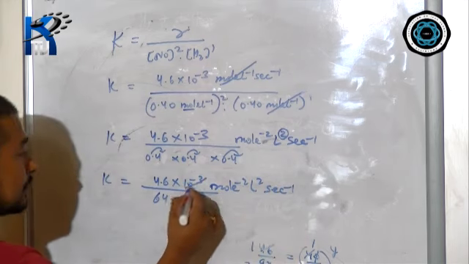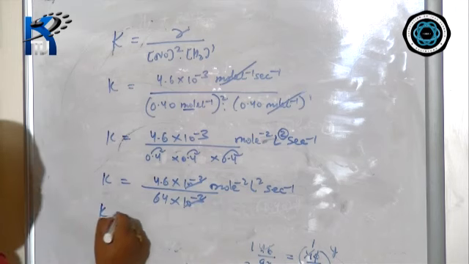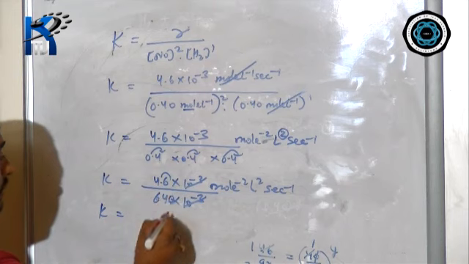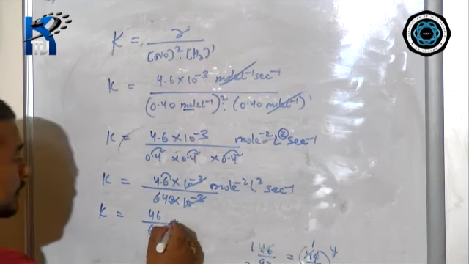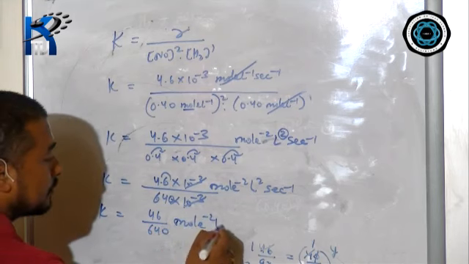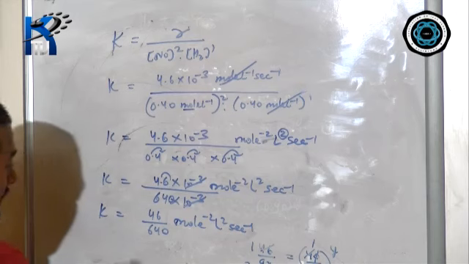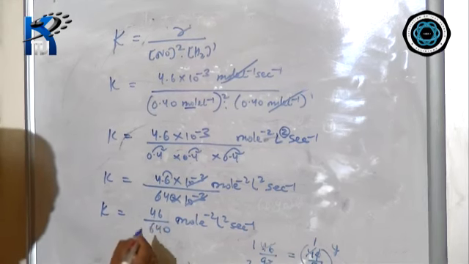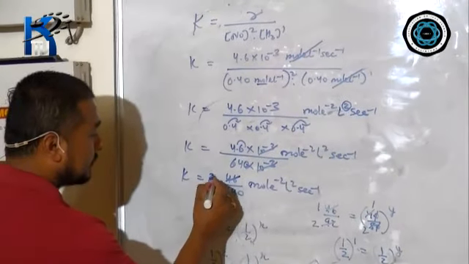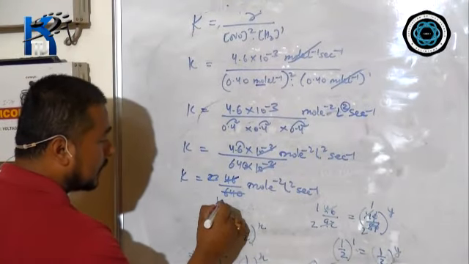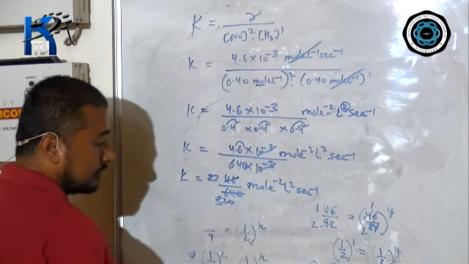Now this 10 to the power minus 3 and 10 to the power minus 3 will get cancelled. Now k is equal to, remove this point and bring 0 down. So it will be 46 upon 640. The unit will be the same, mole inverse square, liter second inverse. Now let us solve this. I think it will go with your 2 times. It will be 23, and it will be 1. 2 times 320, it will be 320.